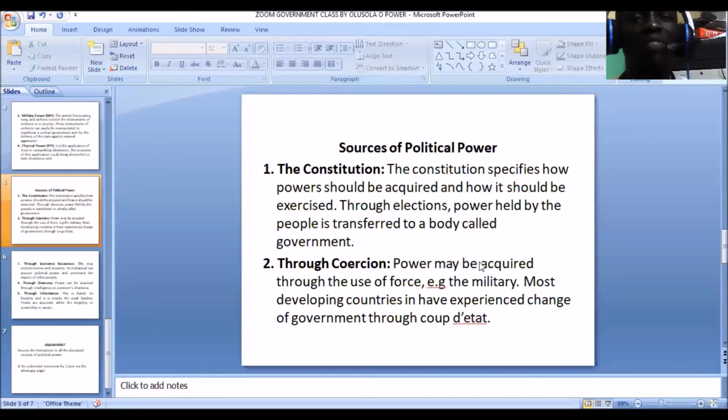The constitution specifies how power should be attained and how it should be exercised. Through elections, power held by people is transferred to the body called government. So that's why I told us earlier that, naturally and in line with what happened in the state of nature, the people own the power. Power belongs to the people. But when the establishment of government came, the people handed over their natural rights, their natural power, to a body called government.